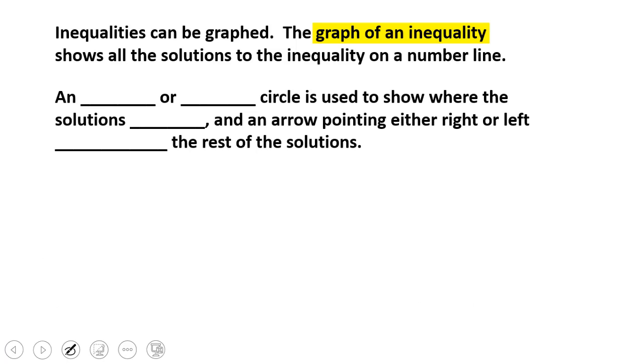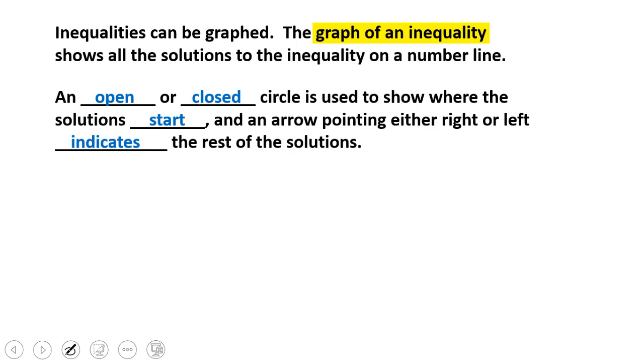An open or a closed circle is used to show where the solutions start. And an arrow pointing either right or left indicates the rest of the solutions. This is very important. An open or closed circle indicates where the solutions start, okay?